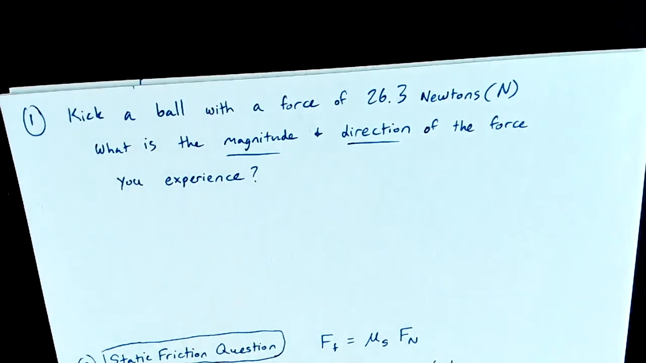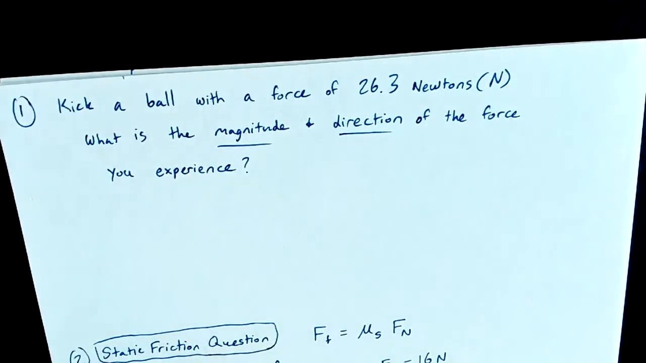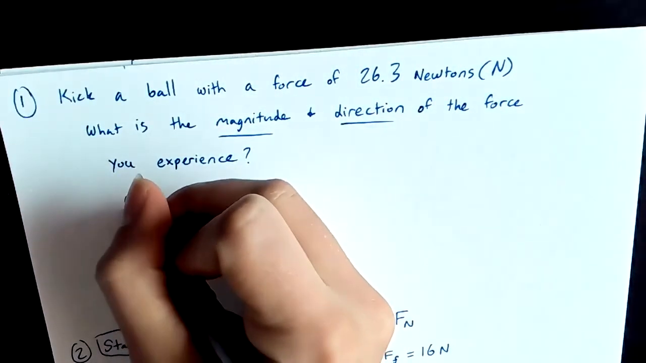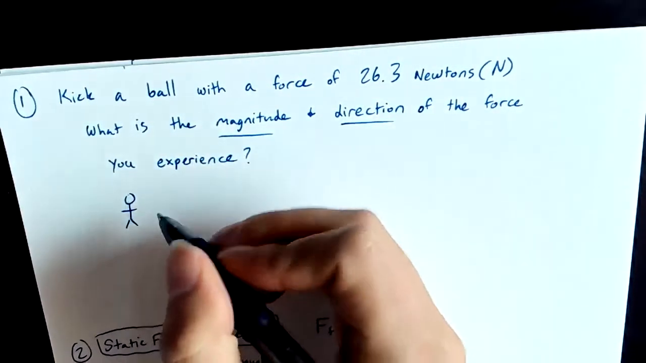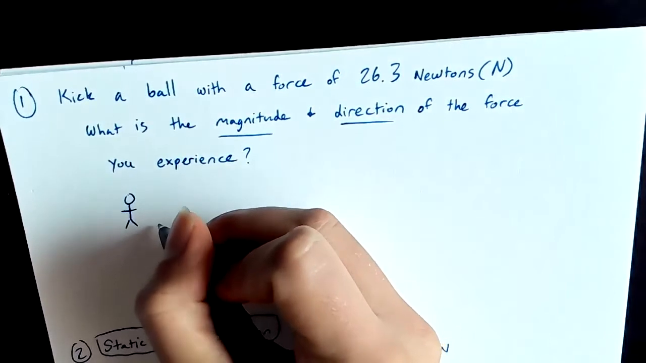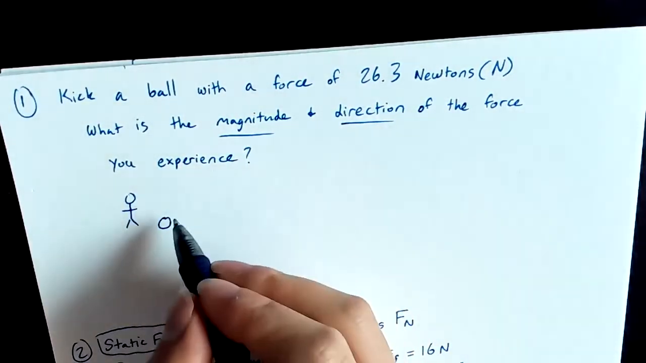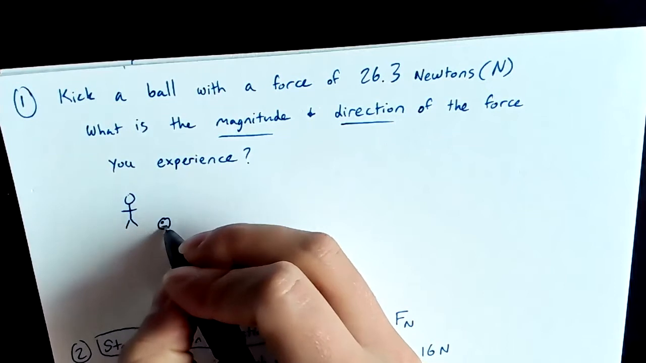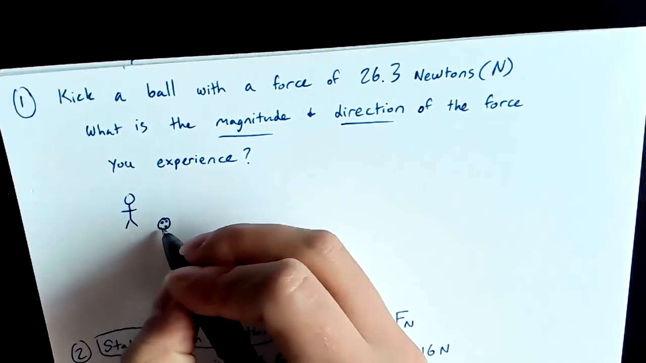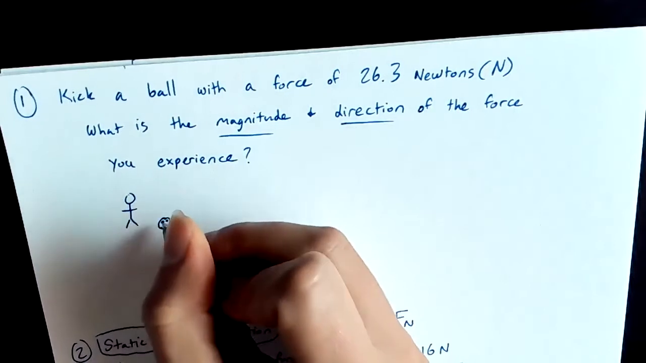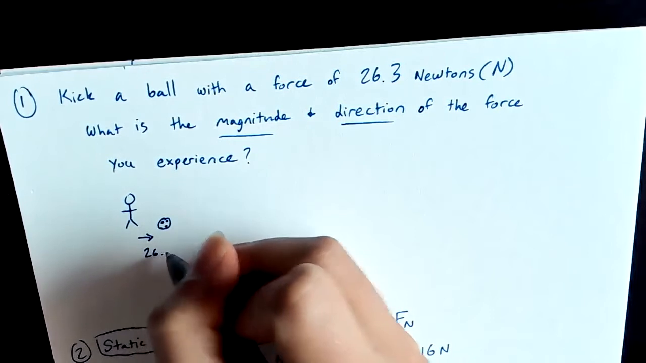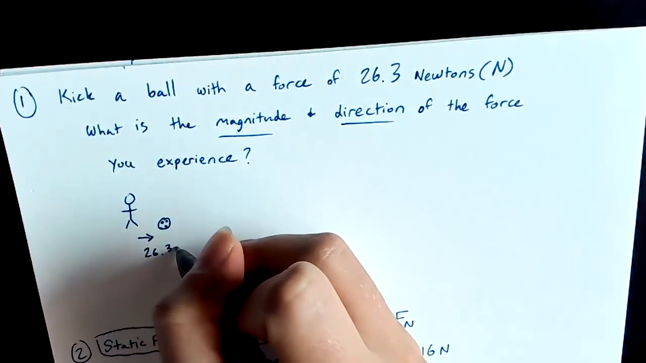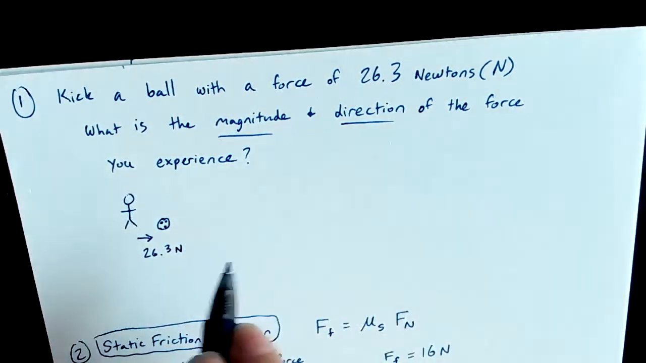All right, so we kick a ball with a force of 26.3 newtons. Let's draw it out. There's you, I guess, and there's a ball. Here, let's see. Yeah, now you can tell it's a ball and not another stick figure head. So you, bam, you're all strong and you kick it with 26.3 newtons this way.